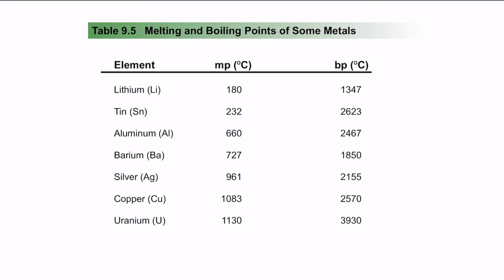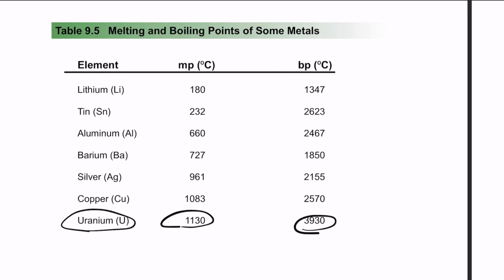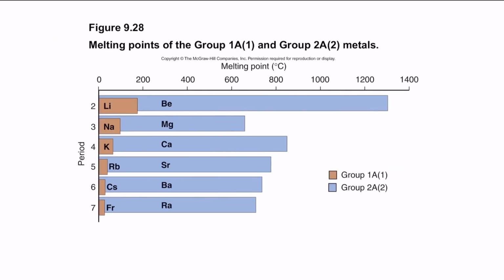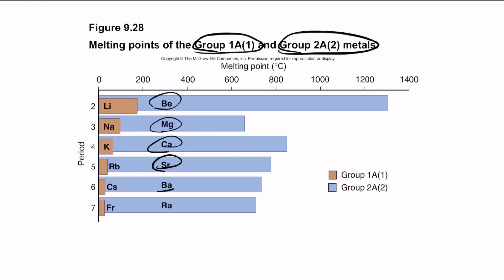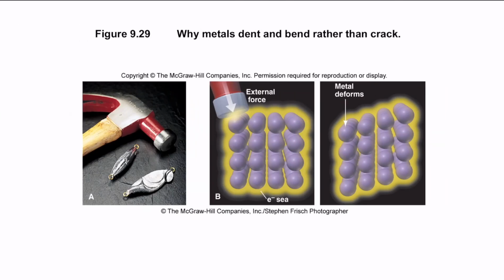These are some melting points and boiling points of metals. For example, if you look at a larger metal like uranium, it has a melting point of 1130 and a boiling point of 3930. So the larger the metal atom, you notice the difference in melting points and boiling points. Group 1A in general has really low melting points, but once you start going towards group 2A, you notice the amount of change that happens.